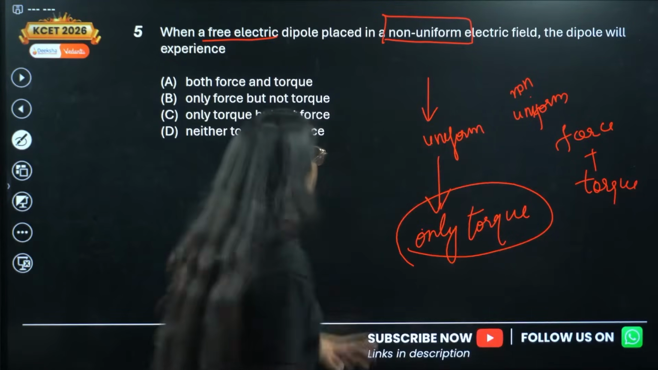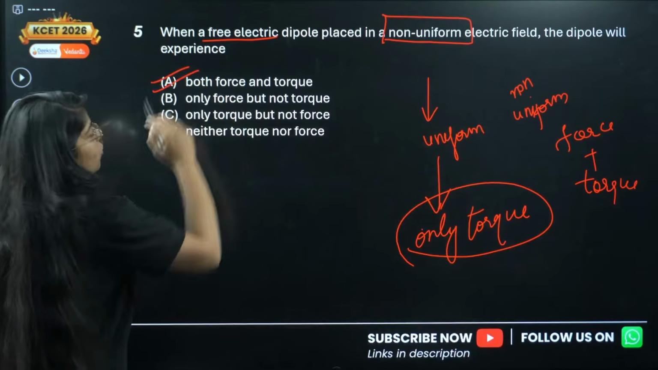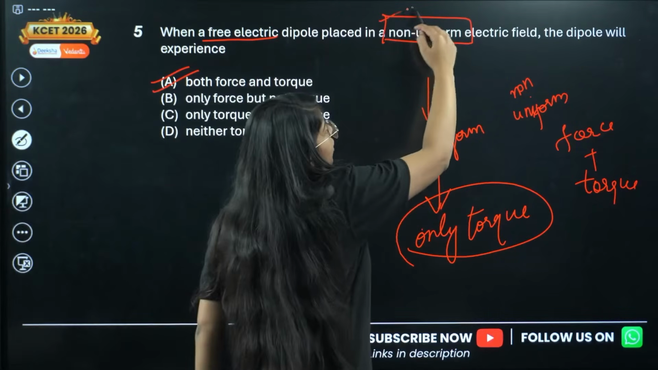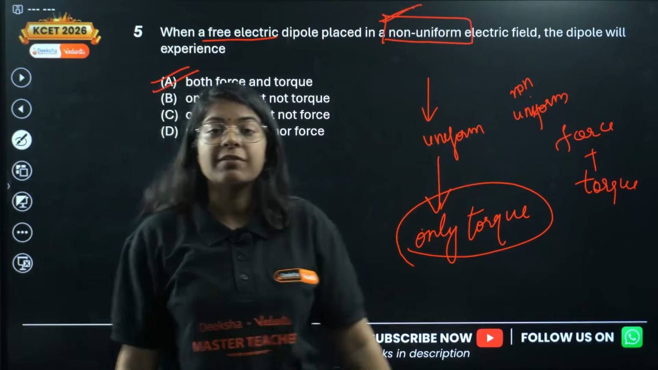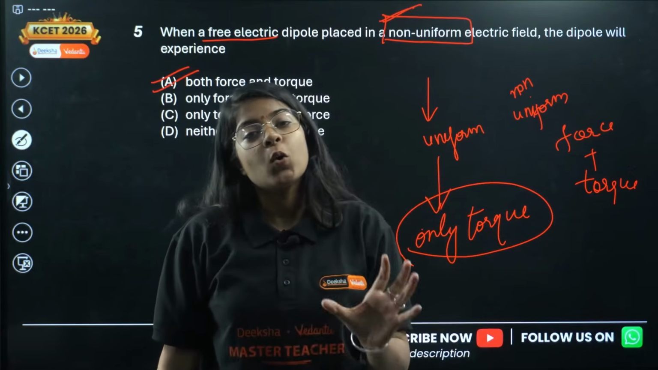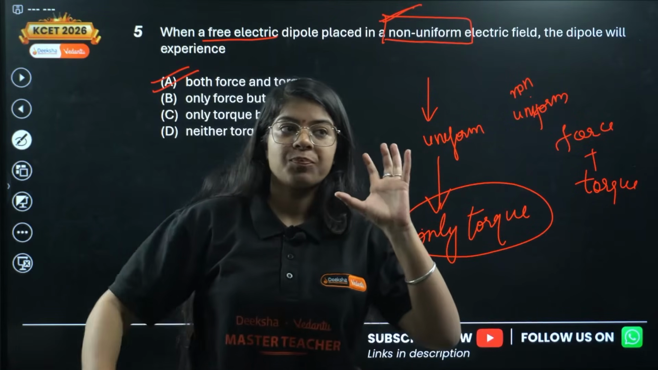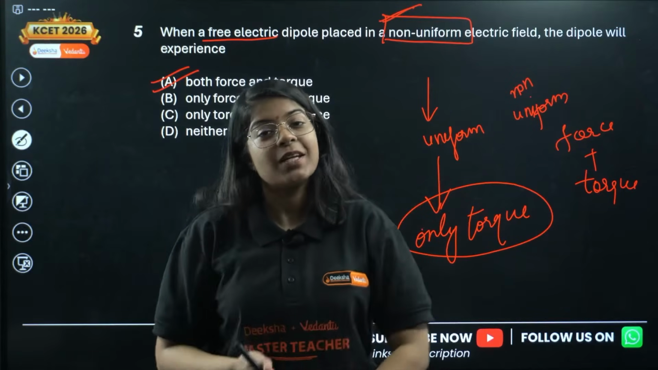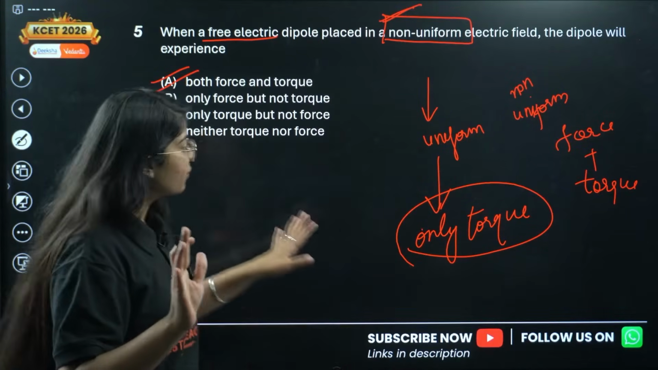So, in here the correct answer will be both force and torque for non-uniform electric field. For uniform electric field, the dipole will only and only experience torque, correct? We are done with 5 questions.